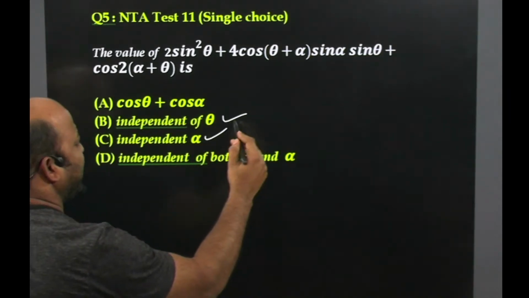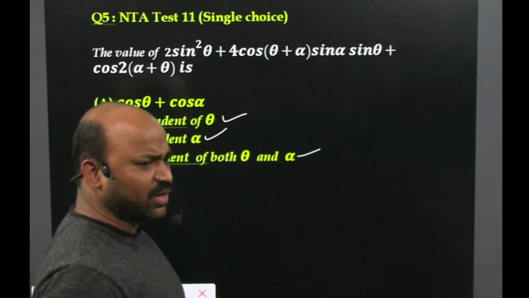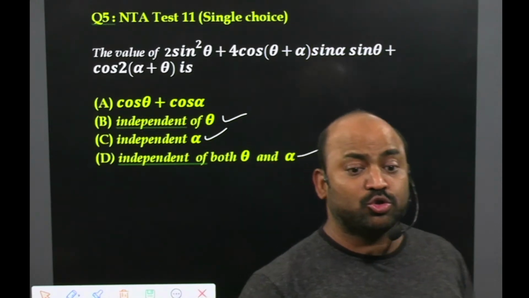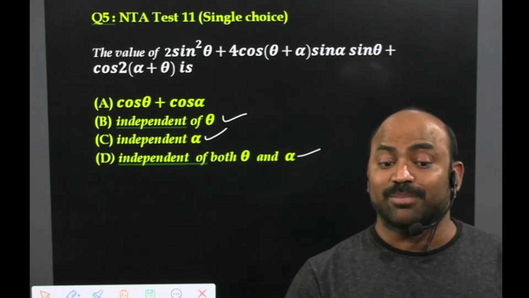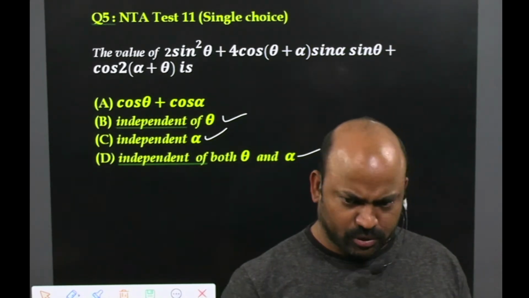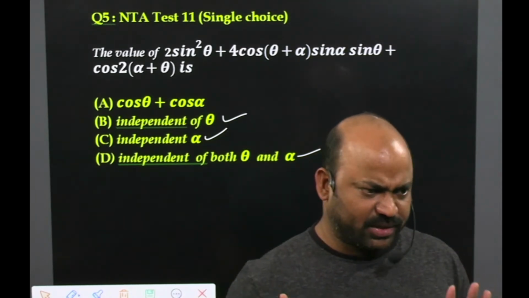Independent of theta, independent of alpha, independent of theta and alpha. Do you know what is the meaning of independent? It means you should not get it in terms of that. Should not get it in terms of that.